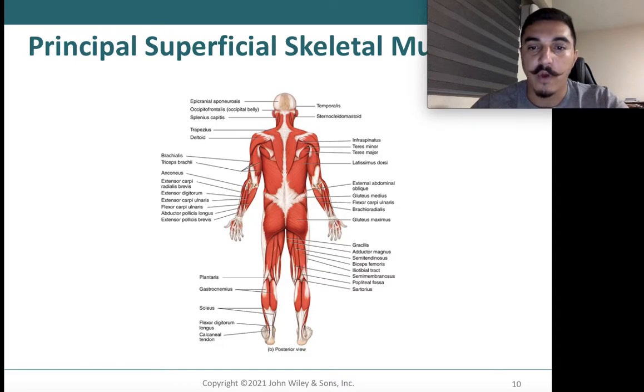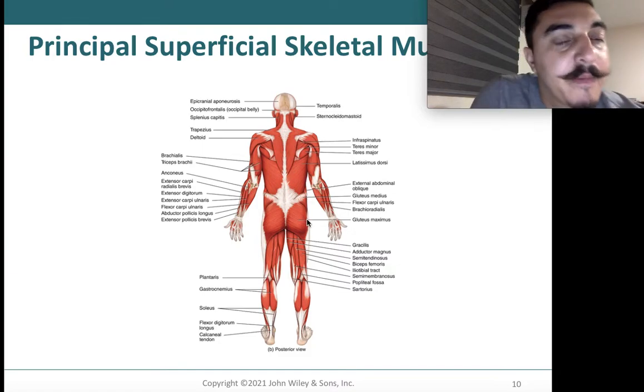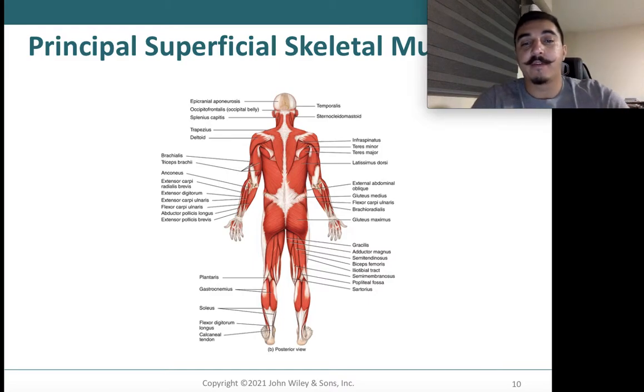If we go over here to the back, we have gluteus maximus. It's like the biggest one in our backside. I'm going to say the butt cheeks, but in anatomical language, gluteus maximus, that's a big one. Gluteus minimus is going to be the smaller one in the gluteus.